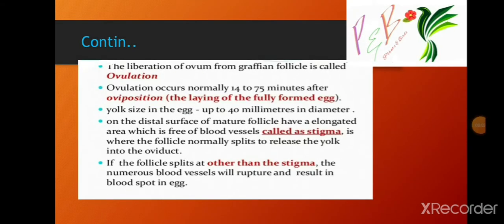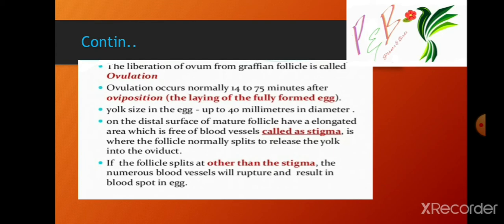Friends, the next is ovulation. The liberation of the ovum from the Graafian follicle is called ovulation. Ovulation occurs normally 14 to 75 minutes after oviposition. Oviposition is nothing but the laying of the fully formed egg. That is, if the egg is laid at 8 o'clock, the next ovulation takes place from 8:14 to 9:15.